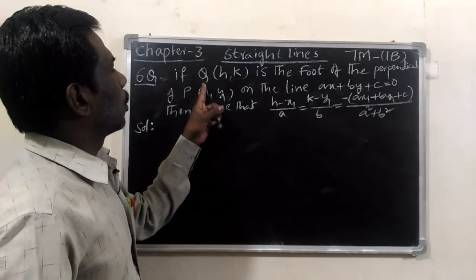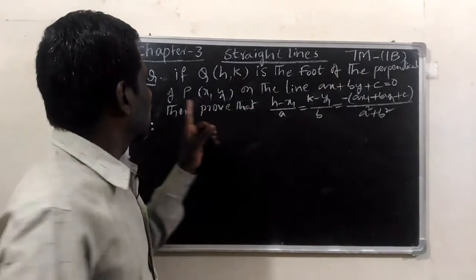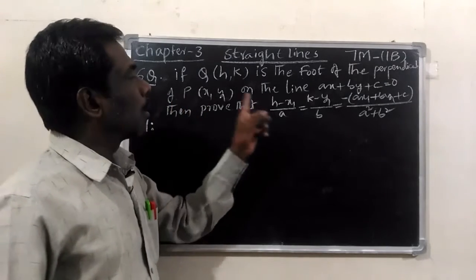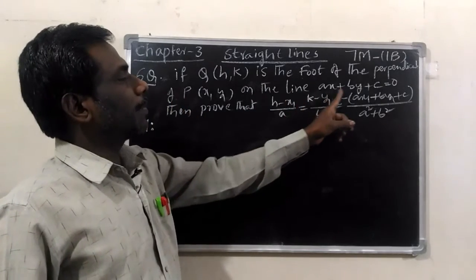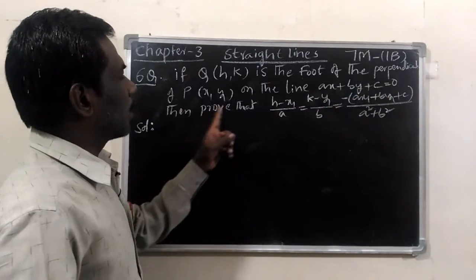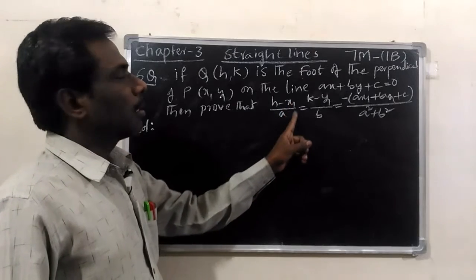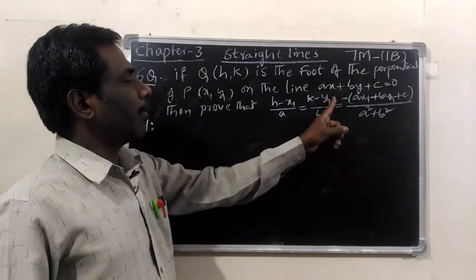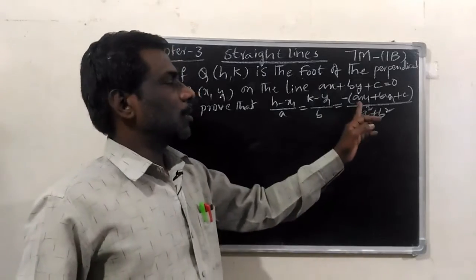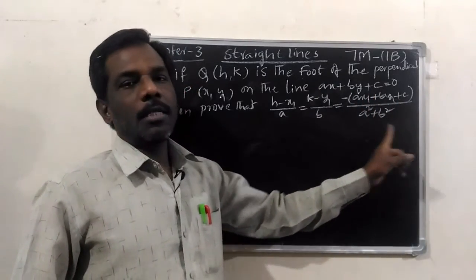If Q(h, k) is the foot of the perpendicular from P(x1, y1) on the line ax + by + c = 0, then prove that (h - x1)/a = (k - y1)/b = -(ax1 + by1 + c)/(a² + b²).